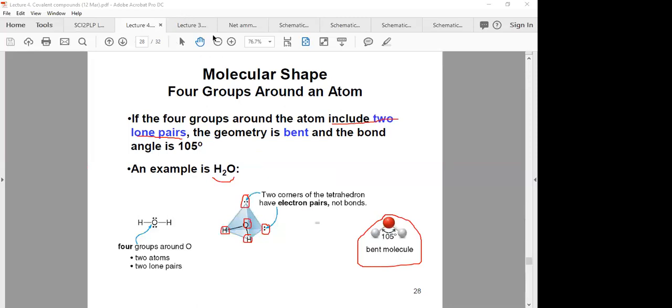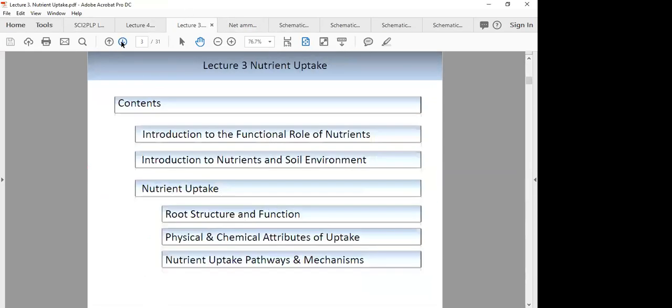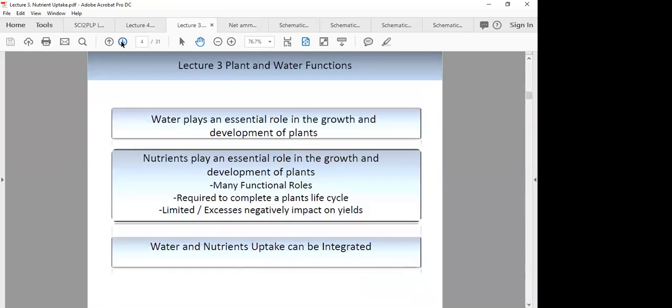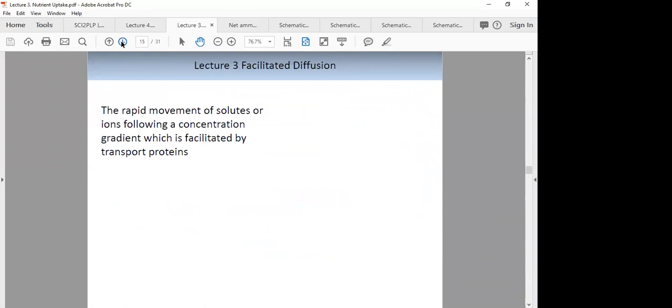Okay, now let's move on to lecture 3 and nutrient uptake. Right, so I'd like to go to slide 16. Let's see what we've got in slide 16.